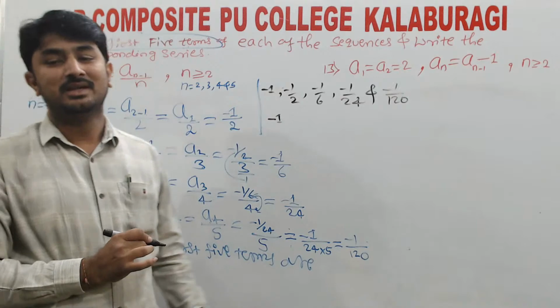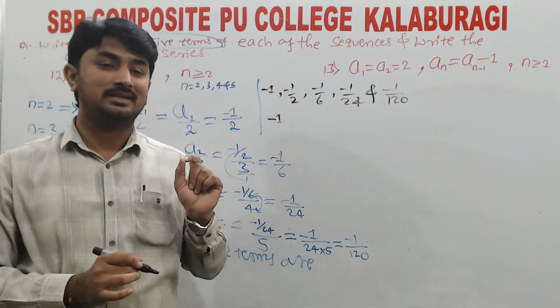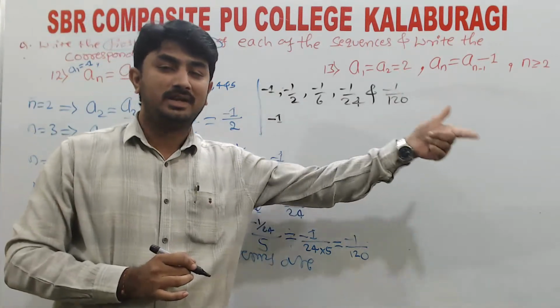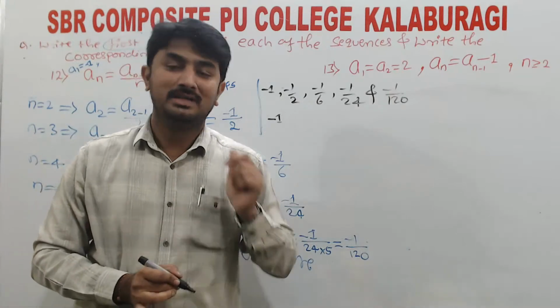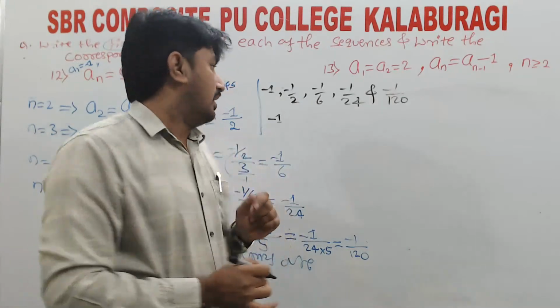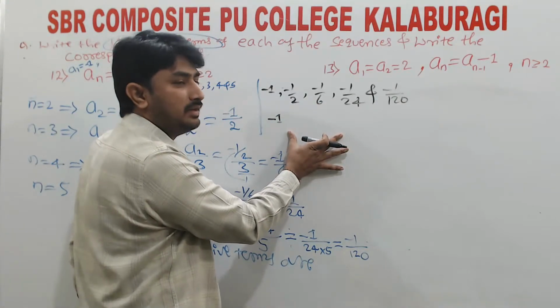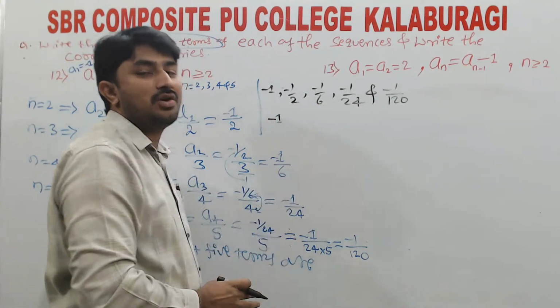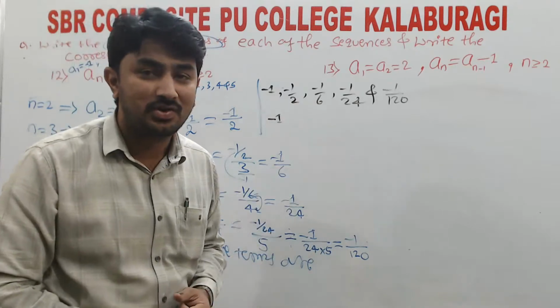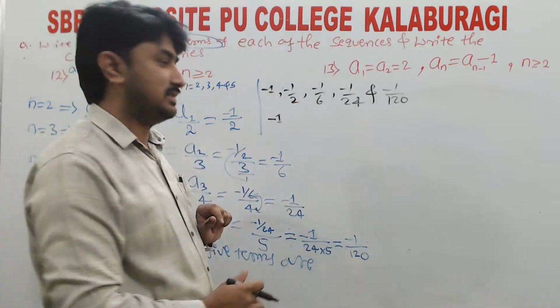Corresponding series means the definition of series says that the sum of the terms of a sequence is called a series. It means you can take the sequence part as it is, with a plus in between. That plus is called sum. The sum of terms is called a series.